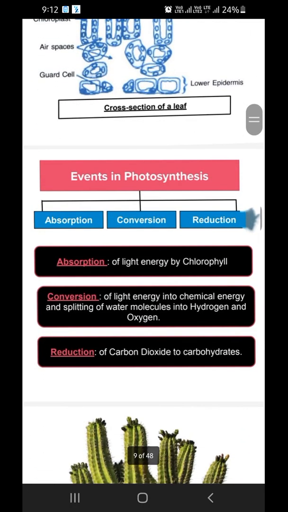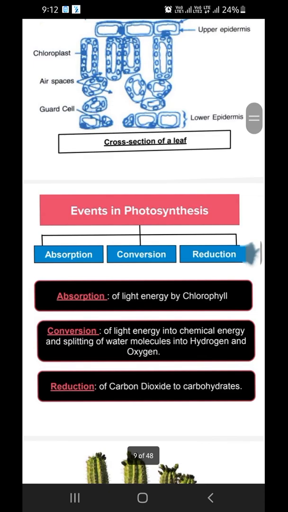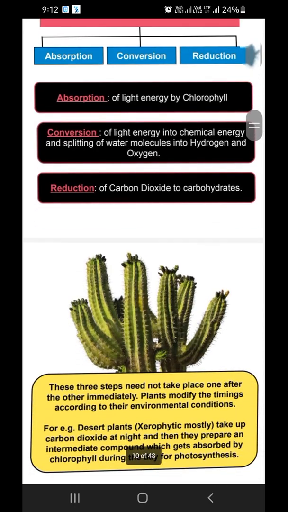Now our main topic comes: events in photosynthesis. We can say that photosynthesis occurs in 3 steps. First is absorption. First, they absorb the light energy by chlorophyll. Second is conversion. They convert light energy into chemical energy and split water molecules into hydrogen and oxygen. Third one is reduction. They reduce the carbon dioxide to carbohydrates.